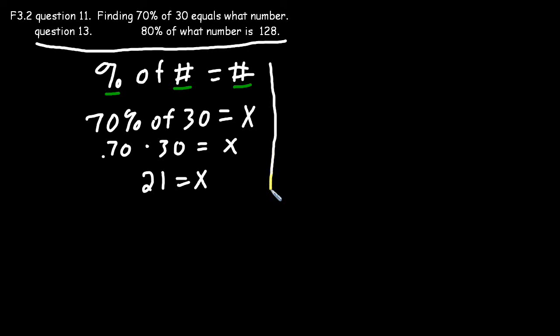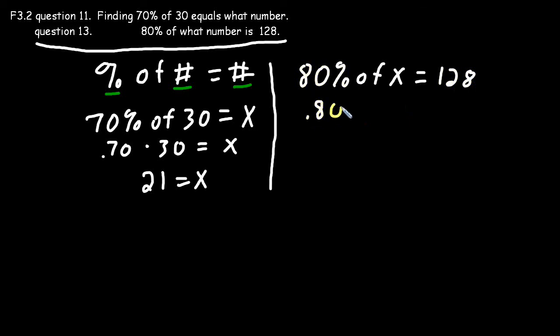Now if we look at the second question, it's a little bit different arrangement, but we can still use this formula here. We're given the percent. It's 80% of the number. Of what number? That's the unknown this time, and so I'll say of x. And then this equals 128. Okay, so I convert this to a decimal. That'd be 0.80. Then of means times x is 128. And so we want to solve this equation.